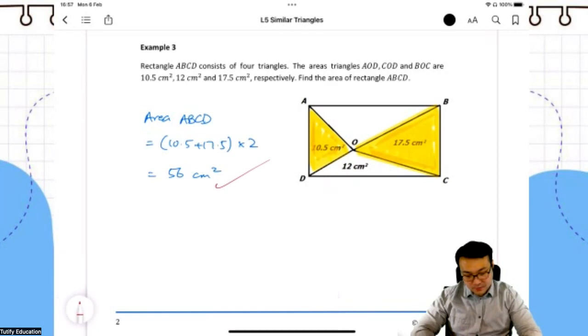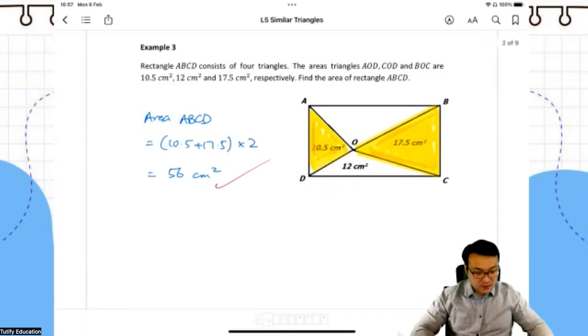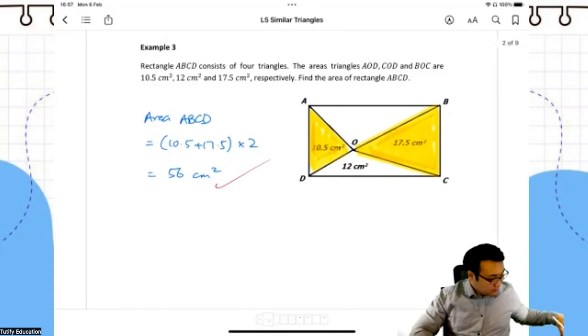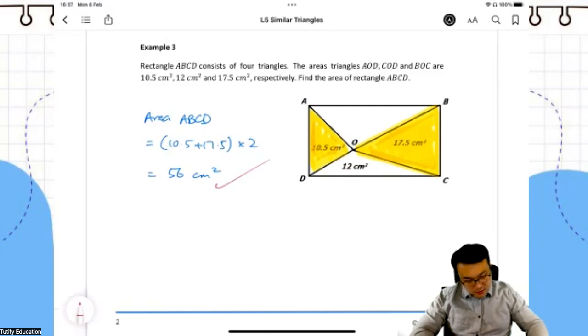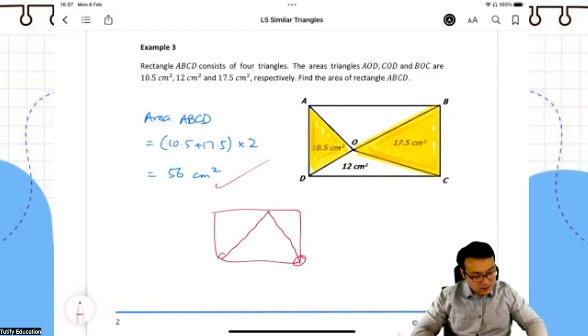So students, whenever you see triangles inside rectangles, as long as they are touching the corners of the rectangle, and as long as they are touching the perimeter. Okay, so what are the rules? You must start from the corner. You must touch the perimeter, and then you go back down to the other corner. You must be touching all these 3 points. If not, it will not be half. All right.